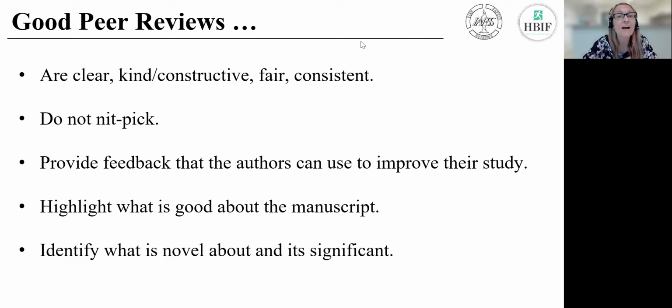Highlight what's good about the manuscript. Boy, does that feel good when you get that review back and it starts off with what was good about the paper. That's fantastic. It's a really nice way to start. And then identify what's novel about it and its significance, right? And next, I have to tell myself, next slide.